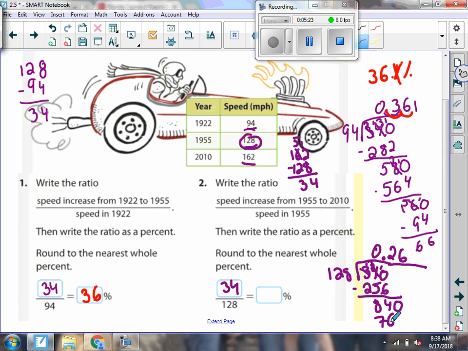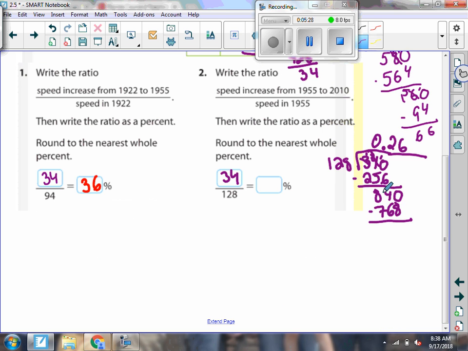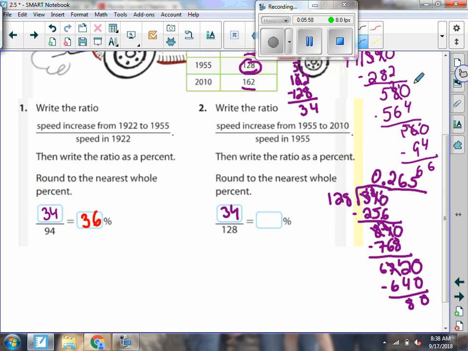That is 768. So I carry my ones again. 10 minus 8 is 2. Got 3. I can't do 3 minus 6. I have to do 13 minus 6, which is 7. I'm going to add another 0. 128 goes into 720 5 times. That's 640. I carry my 1. It's going to give me 80. Okay, I've got my 3 decimal places, so I can stop there.